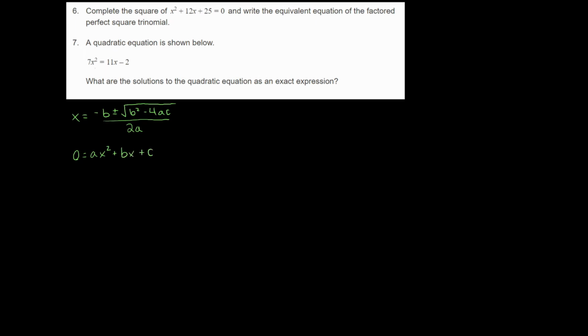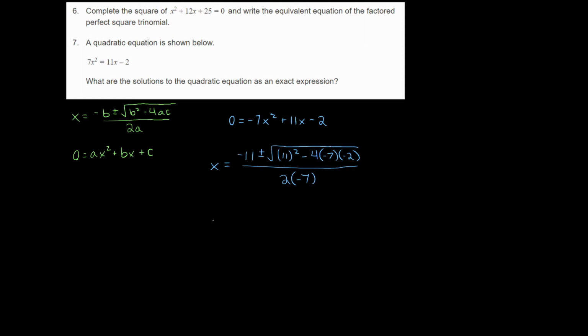So let's put it in standard form first. Let's get the 0 by itself by subtracting 7x squared from both sides. 0 equals negative 7x squared plus 11x minus 2. Okay, let's start plugging this into our equation. We have x equals negative b, so that's going to be negative 11 plus or minus the square root of b squared, so that's going to be 11 squared minus 4 times a, which is negative 7 in this case, times c, which is negative 2 in this case. All of that over 2 times a, and as I said before, a is negative 7 in this case.